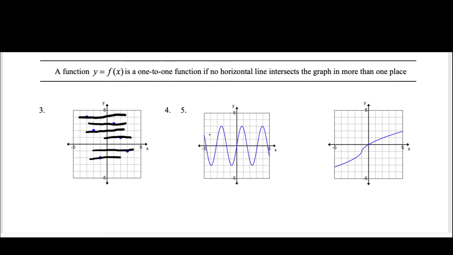Whereas over in this one, if I draw a horizontal line, it intersects the graph at several points. So that is not a one-to-one function. That graph does not represent a one-to-one function. And then finally over here, with this one, no matter where I draw a horizontal line, again, it never intersects the graph more than once. So the graph in the middle does not represent a one-to-one function. The other two graphs do.